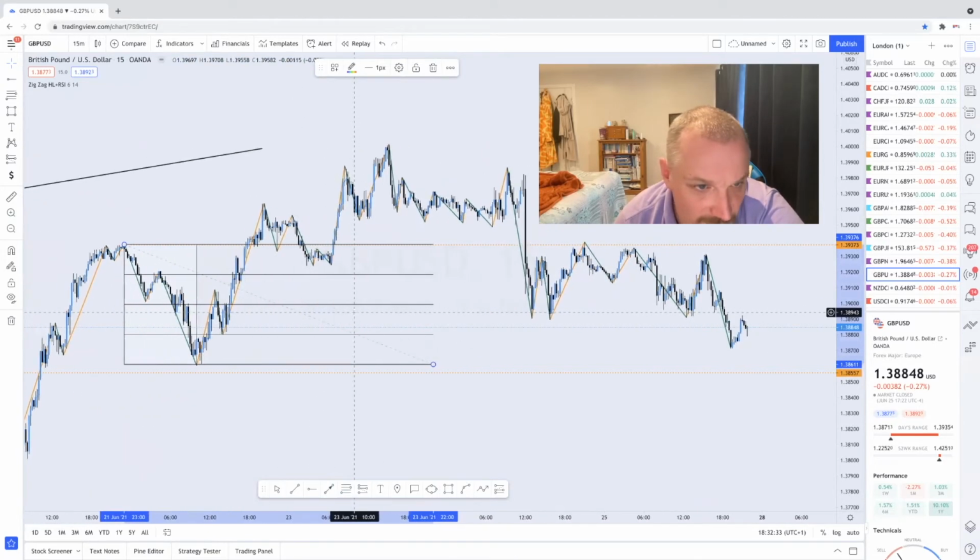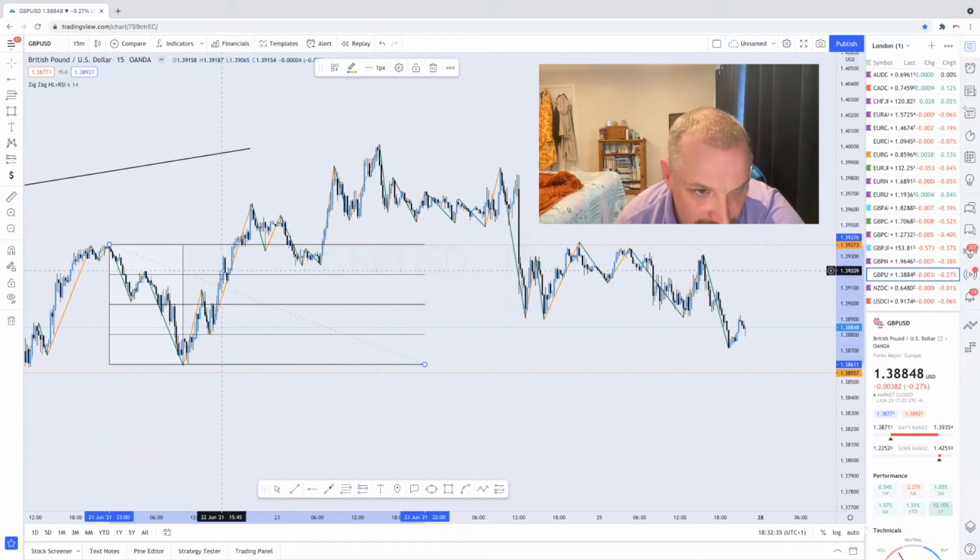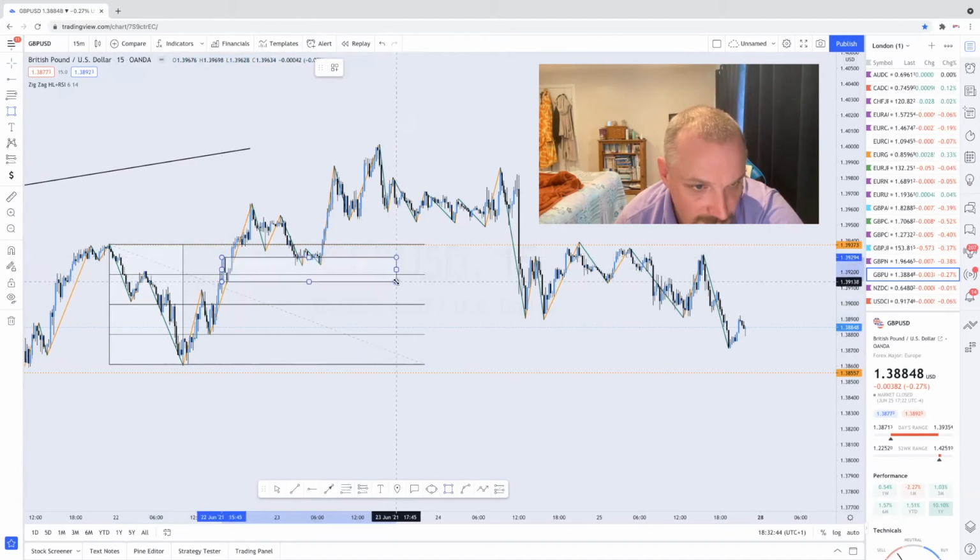And then from there, what you've got is the last down before the up on here. Okay. Factor in a couple of the candles in there. It's come back into retest again.